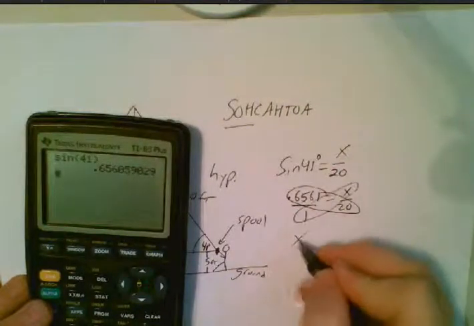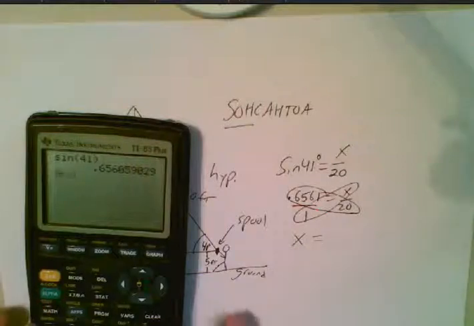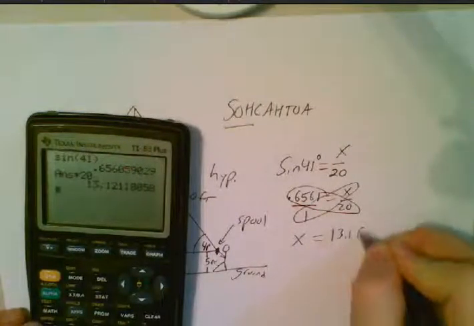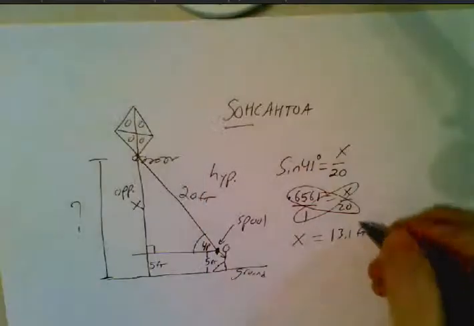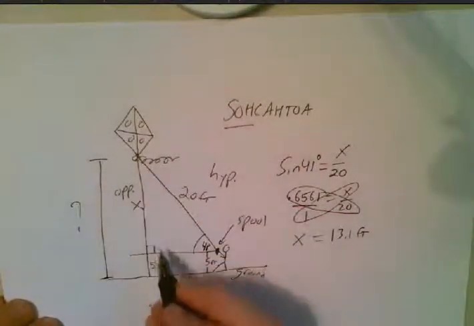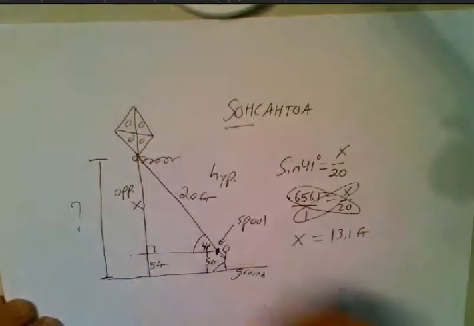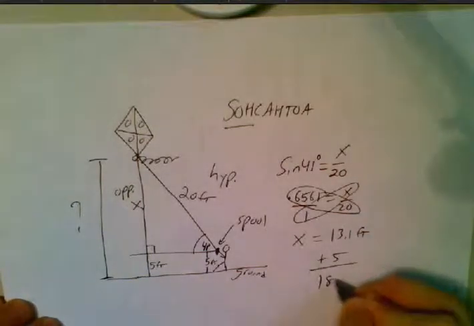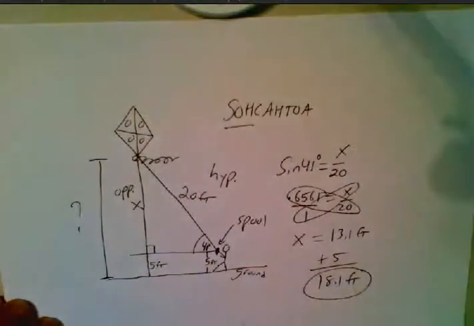This one works out nicely. x times 1 equals sine 41 times 20, about 13.1 feet. So that's not the final answer. 13.1 feet is just this part, but then you also have to add in the 5 feet that's here. So plus 5 gives me 18.1 feet off the ground total.